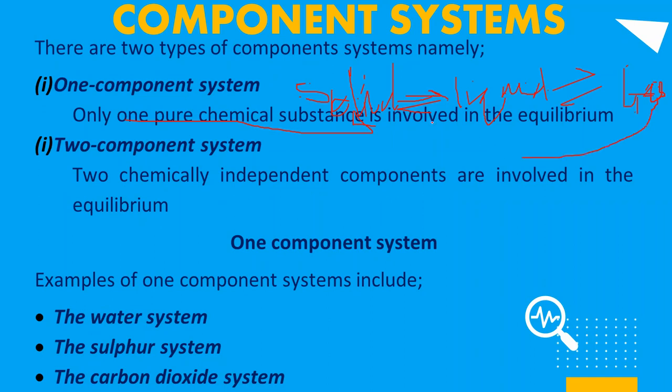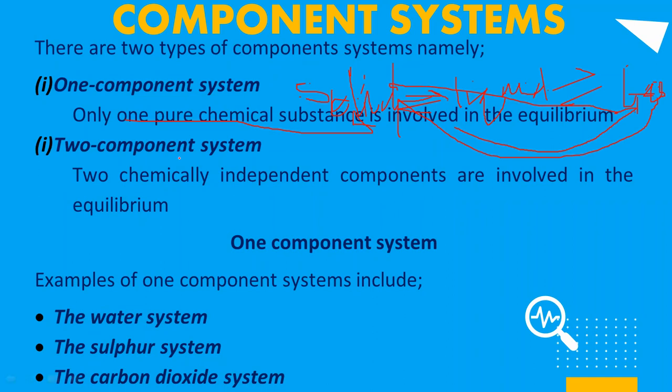So water can have an equilibrium between its three physical states: between the solid and liquid, between the liquid and gas, between the gas and solid. But it still remains water, H2O. That's the pure chemical substance that is present in the system.